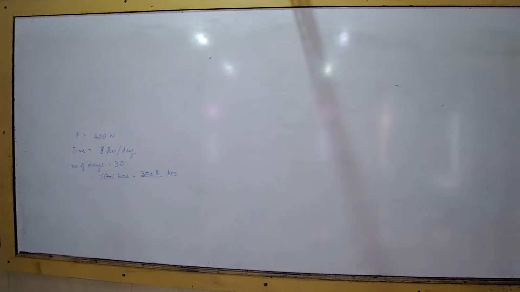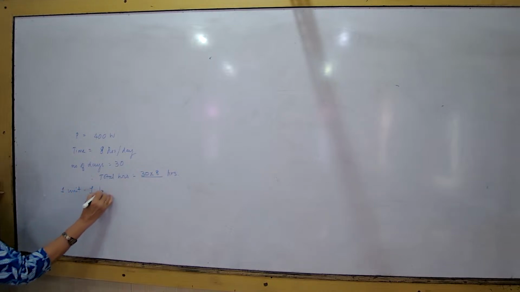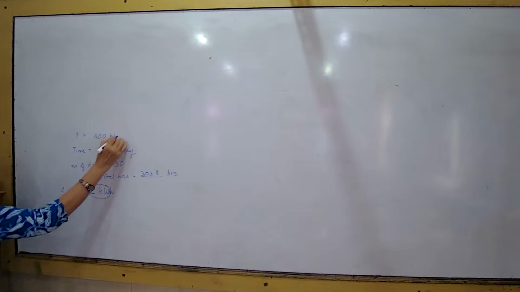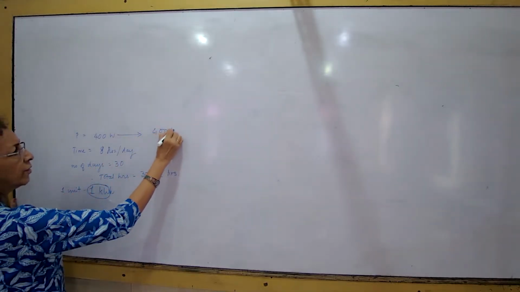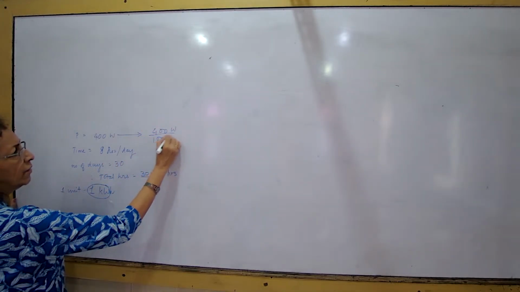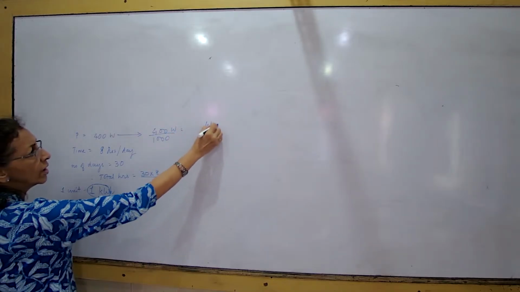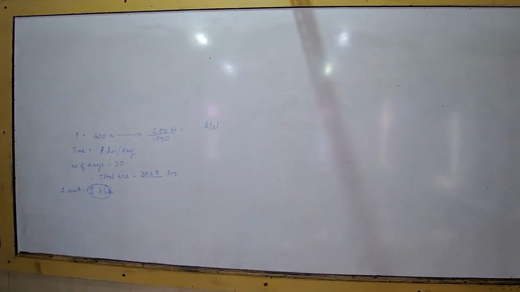But then you have to convert it to kilowatt. For your unit, I told you, 1 unit is 1 kilowatt hour. So you want it in kilowatt. You can convert this itself, 400 watts divided by 1000 will give you kilowatt. Or even the answer that you have got as 96,000, if you divide by 1000, it will come as 96 kilowatt hour.